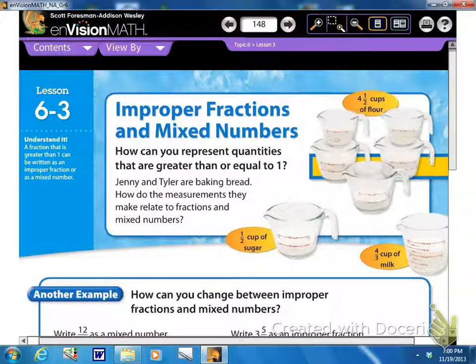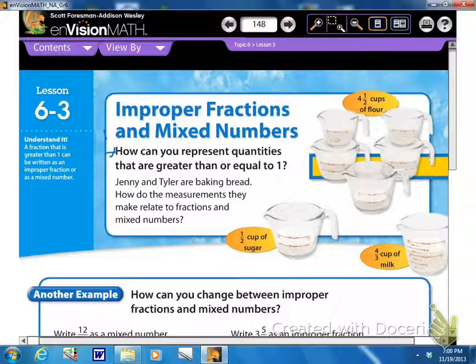All right, we're looking at lesson 6-3 on page 148. Improper fractions and mixed numbers. So how can you represent quantities that are greater than or equal to 1? Jenny and Tyler are baking bread. How do the measurements that they make relate to fractions and mixed numbers?